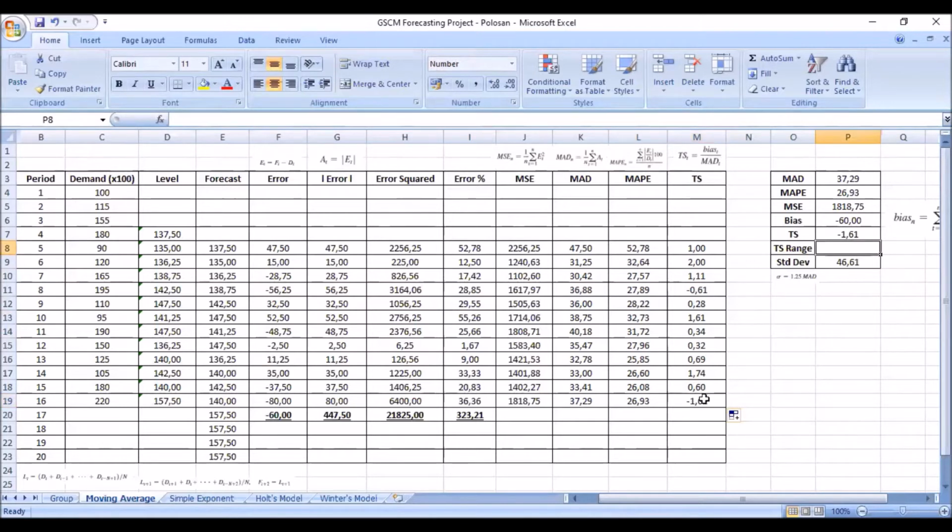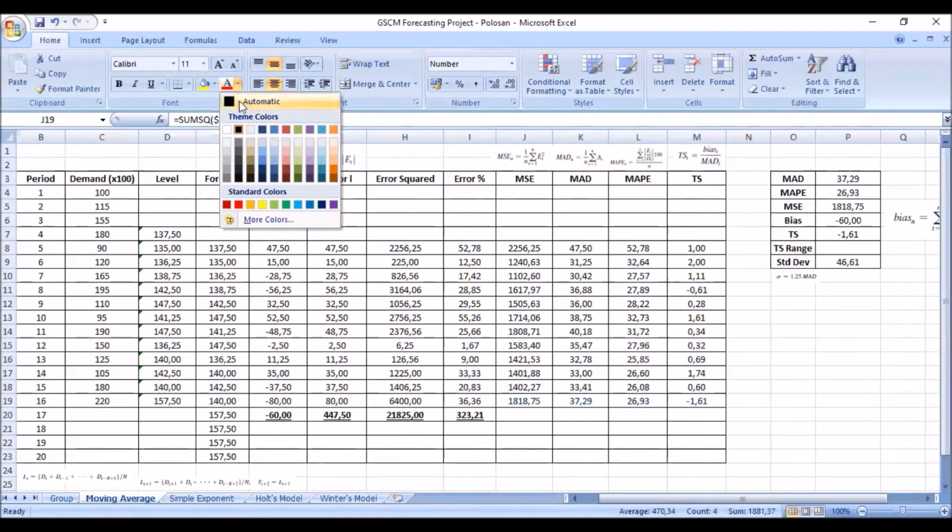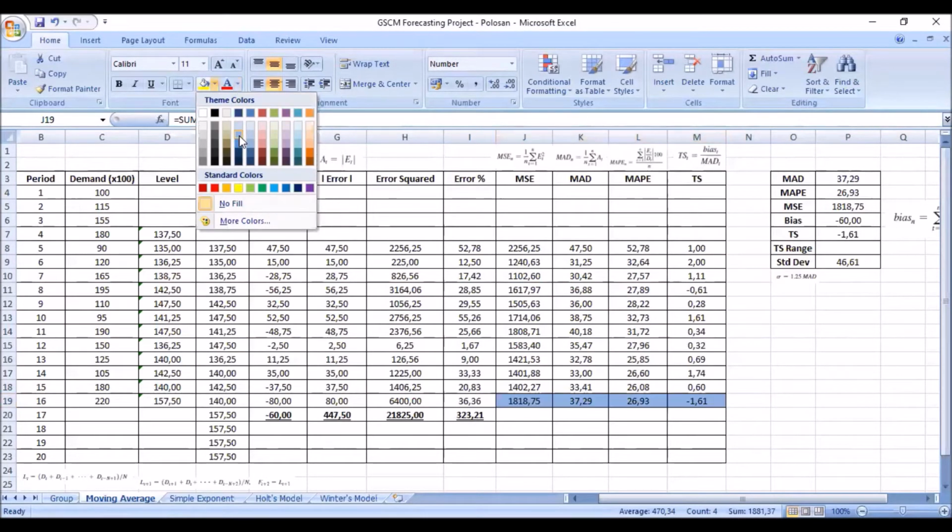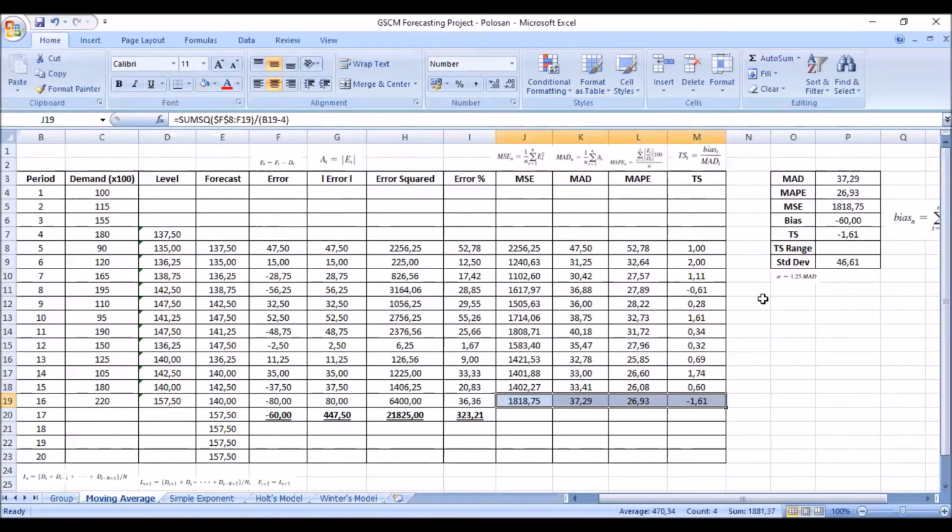And in order to clarify it again, we're gonna use the same formula, which is bias, which is the total error, divided by the MAD. And we found the same result. And after that, we can also highlight the last result of the MSE, MAD, MAPE, and TS, so it won't be really hard to recognize, and we won't be confused to know which one is the last result.